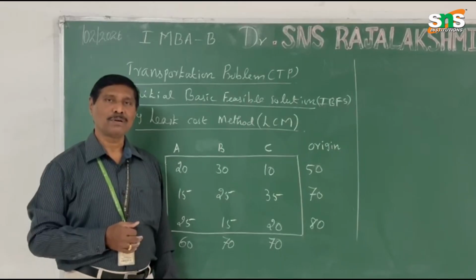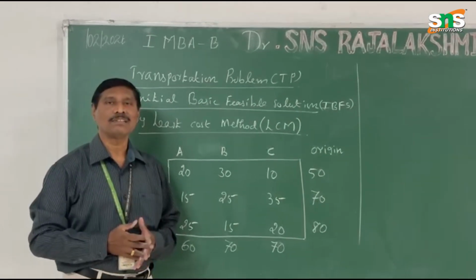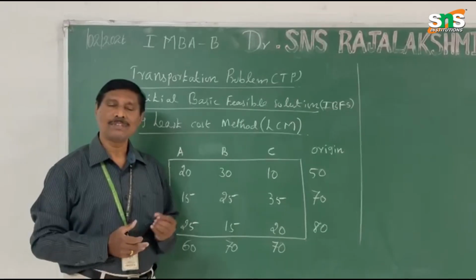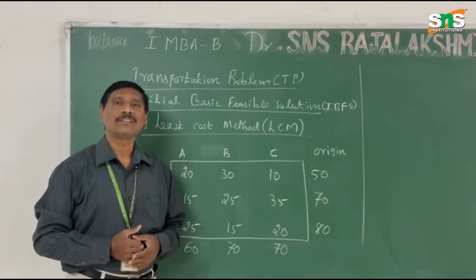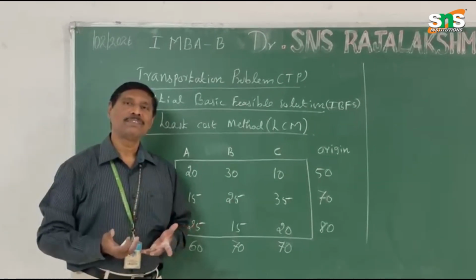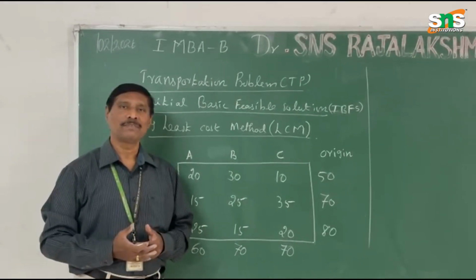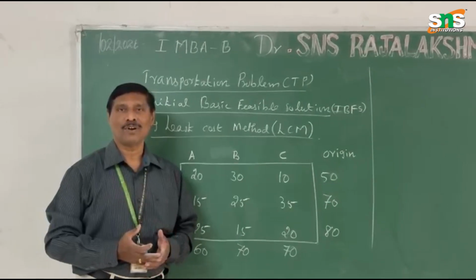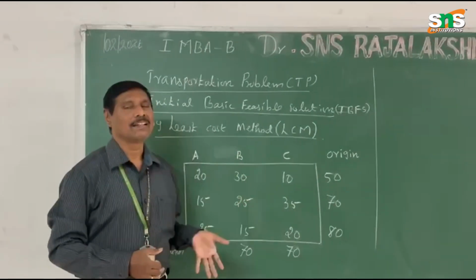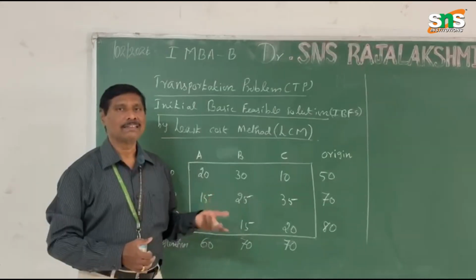In this lecture series video, we are going to discuss the transportation problem. Using the transportation problem, we find the initial transportation cost and the initial basic feasible solution by one of the methods, the least cost method. In our previous video, we already discussed the initial transportation cost and the initial basic feasible solution using the northwest corner rule. Continuing, we discuss another method, the least cost method.